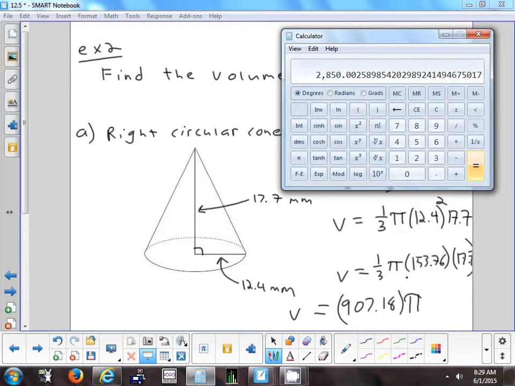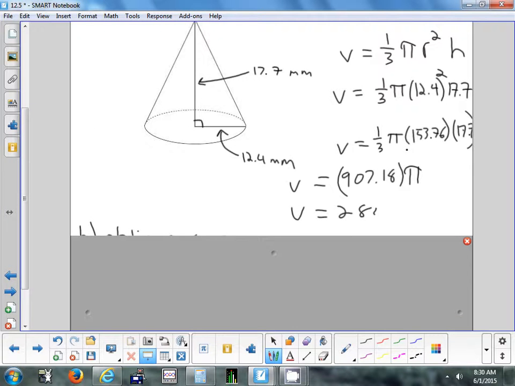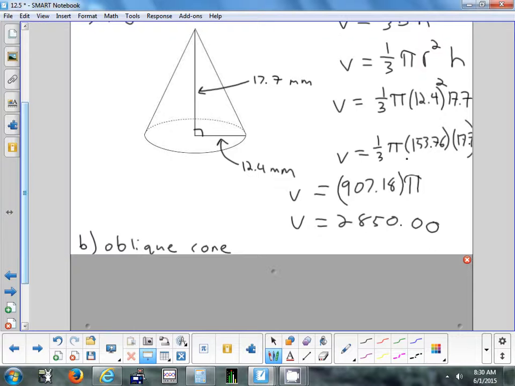Okay, so 2,850.00. This is the time when you round it. You're going to put 0.00 because it shows accuracy. If you don't put the 0.00, that means you don't know what comes after the decimal. We do. We know we have 2 zeros after it. In chemistry, I'm sure you do that kind of stuff with sig figs. So there's our volume. Now just put your units, cubic millimeters. That's it. Any questions on that?